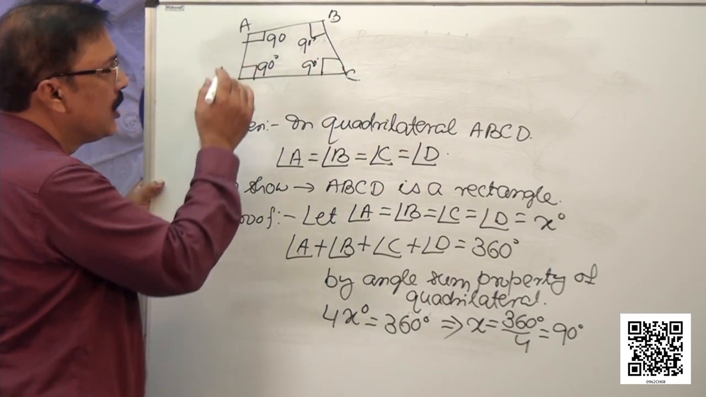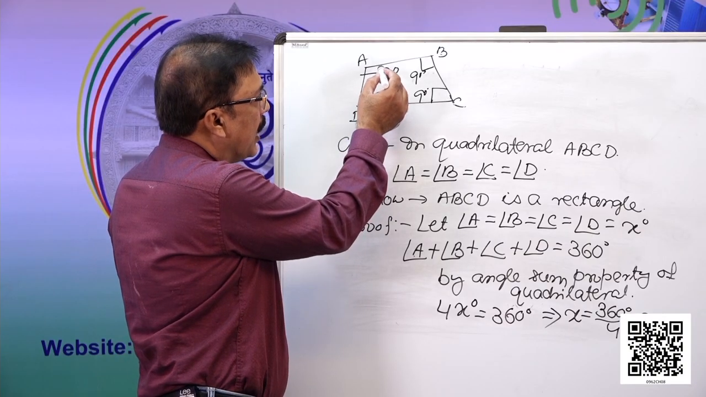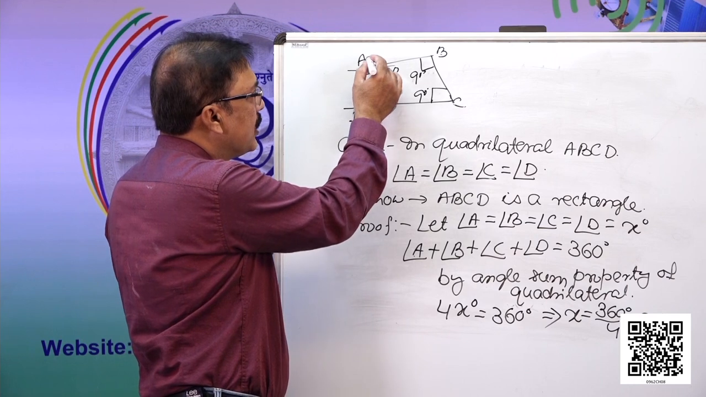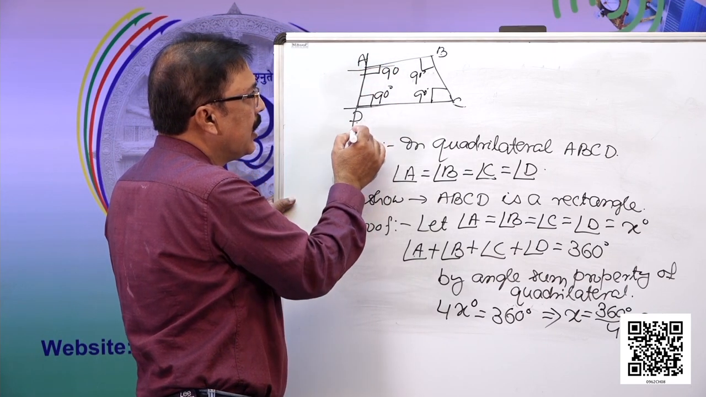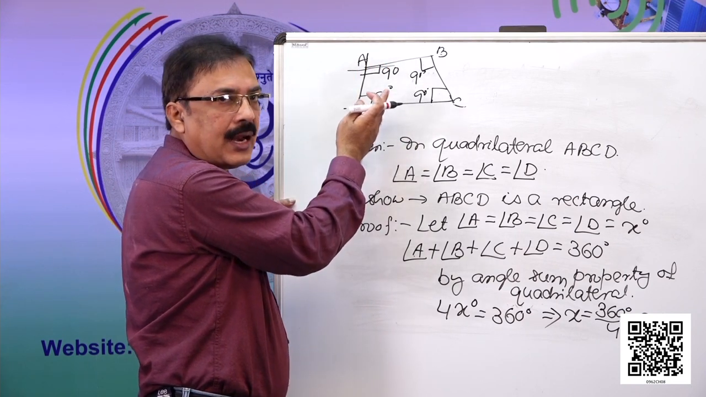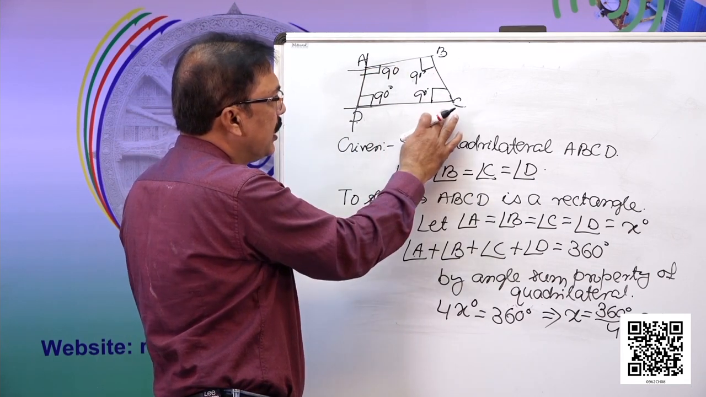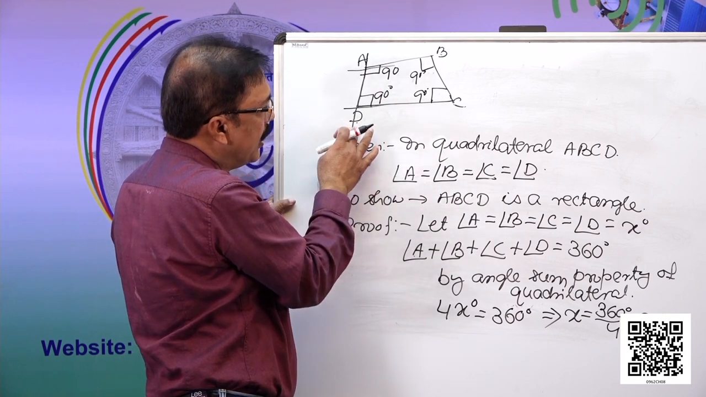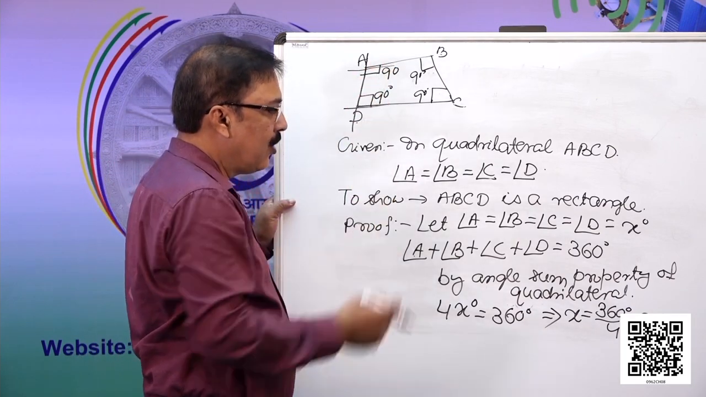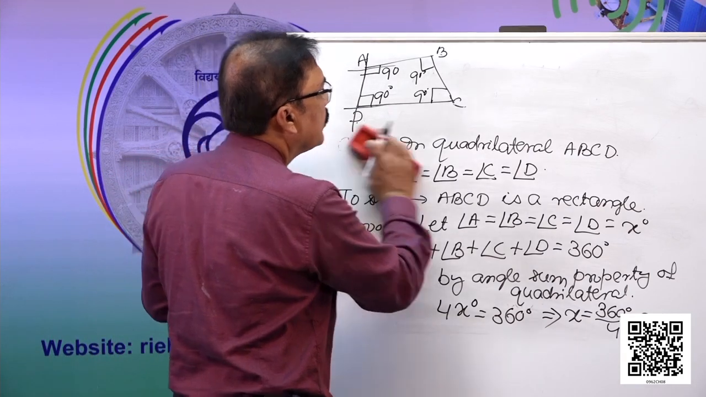So this shows that ABCD is a parallelogram, as these two, AB and CD, are two lines with the transversal AD, and the interior angles on one side of the transversal are supplementary. So this AB is parallel to CD. Similarly, AD is parallel to BC. As opposite sides are parallel, so this is a parallelogram. We can prove this in this way.